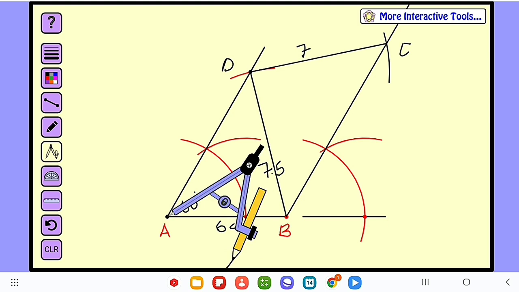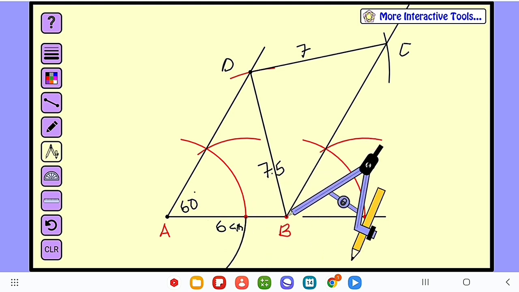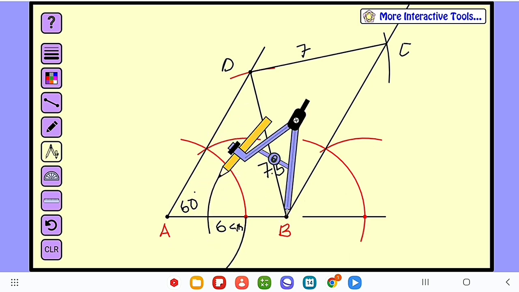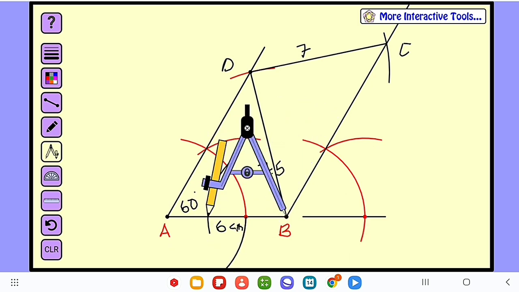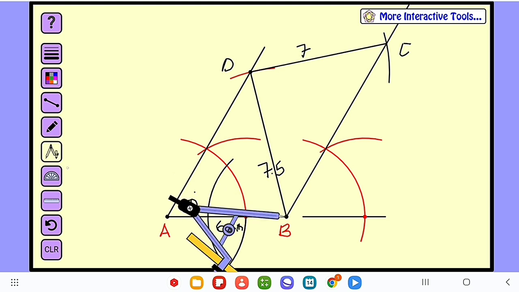Then take it to the other side of B. Then cut the previous arc. This one, I let it cut to the other side. All right, something like this. Then you can see that we have 2 points of intersection, one here and the other one here. Draw a straight line to cut it through. Something like this. Then do the same thing on this line.